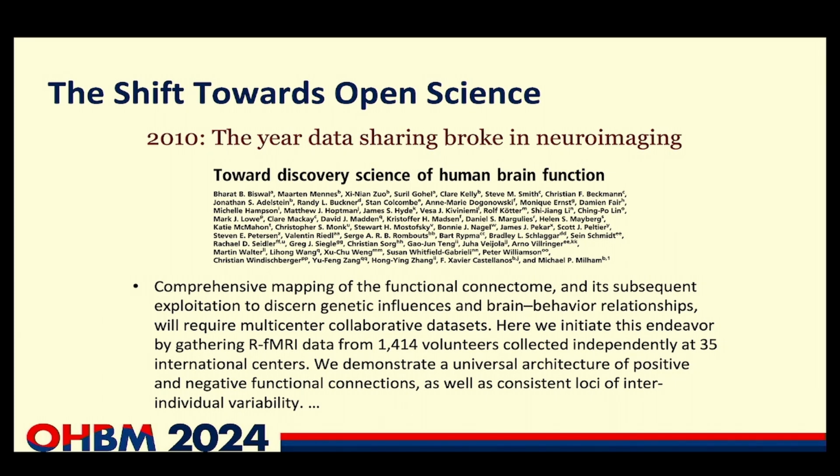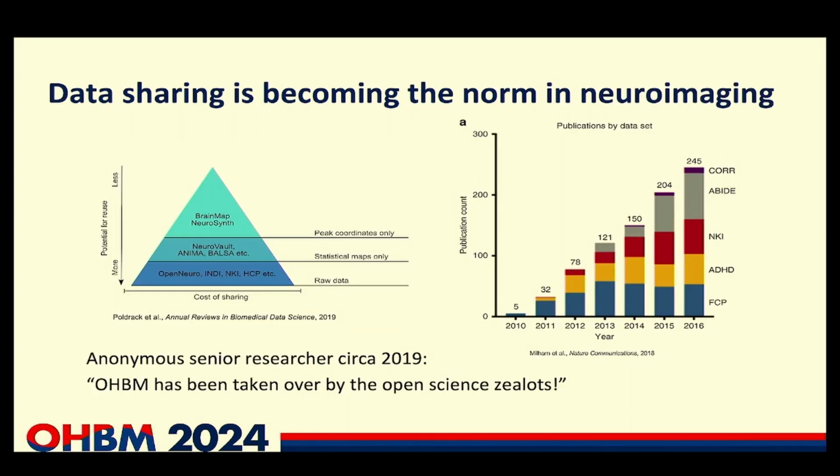So in this study, they initiated this endeavor by gathering resting state fMRI from 1,414 volunteers collected independently at 35 international centers. What they demonstrated with this was a universal architecture of positive and negative functional connectomes, or connections, sorry, as well as consistent loci of inter-individual variability. Since then, data sharing has become the norm in neuroimaging.